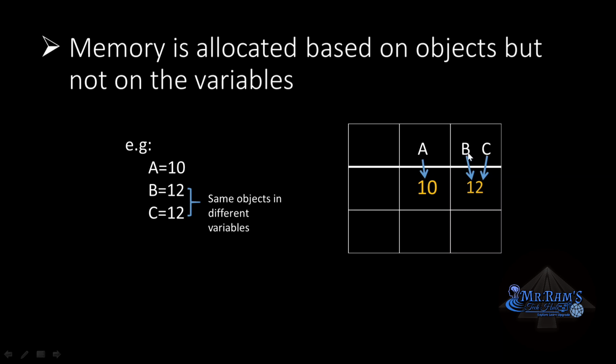Okay, this memory is having two names. If you are calling with c, we can use this object. If you are calling with b, we can utilize this 12 object.